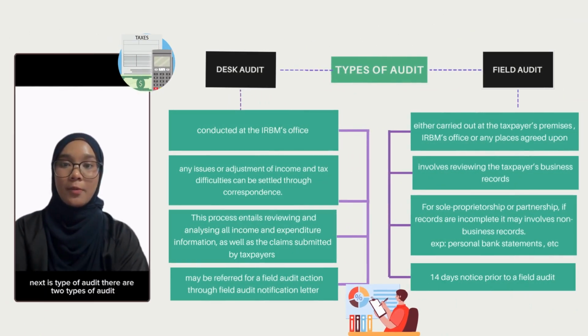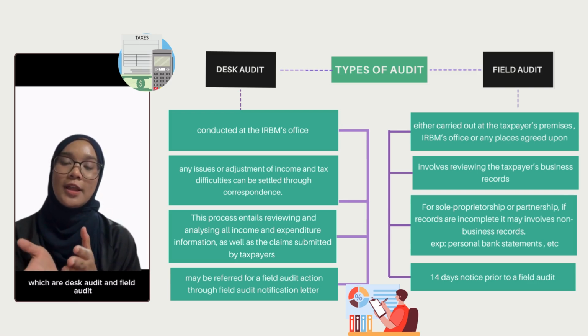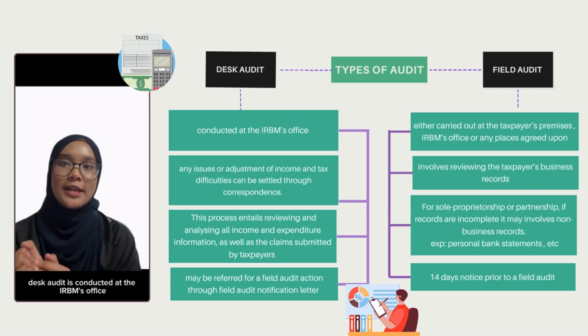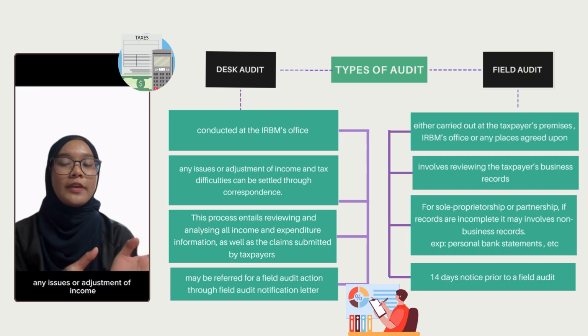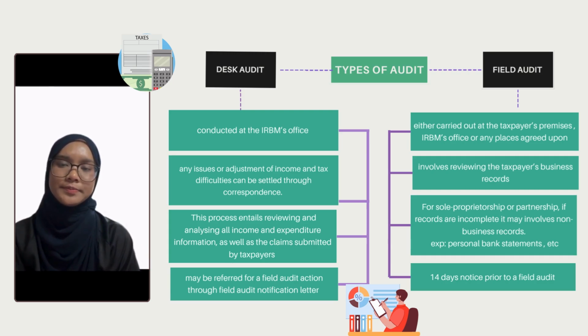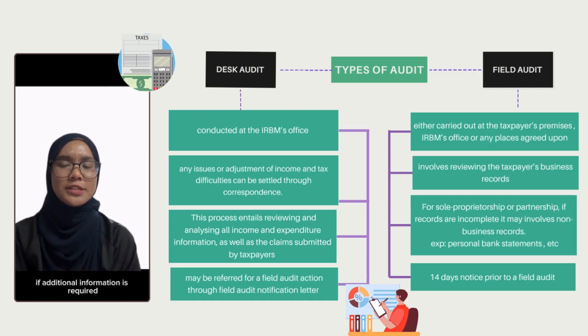Next is type of audit. There are two types of audit, which are desk audit and field audit. Desk audit is conducted at the IRBM's office. Any issues or adjustment of income and tax difficulties can be resolved by correspondence. If additional information is required, the taxpayer may be asked to attend an interview at the IRBM's office.